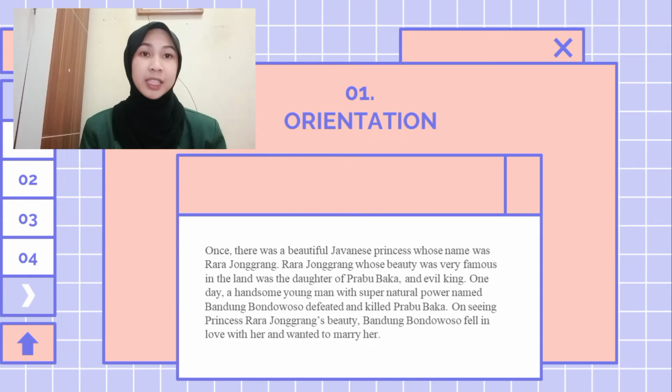The orientation is: once there was a beautiful Javanese princess whose name was Rorojongrang. Rorojongrang, whose beauty was very famous in the land, was the daughter of Prabu Baka, an evil king. One day, a handsome young man with supernatural power named Bandung Bondowoso defeated and killed Prabu Baka. On seeing Princess Rorojongrang's beauty, Bandung Bondowoso fell in love with her and wanted to marry her.